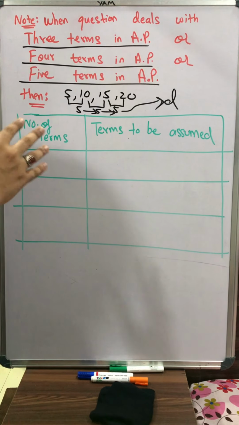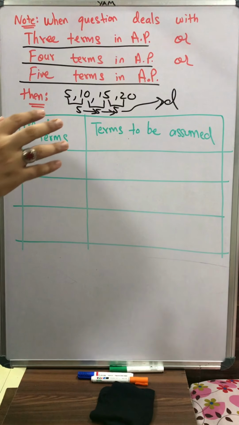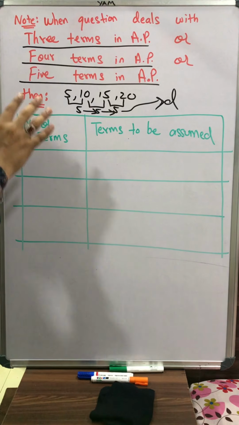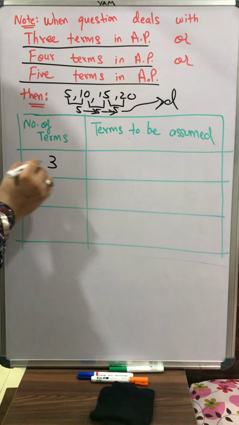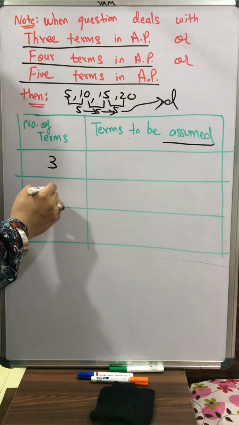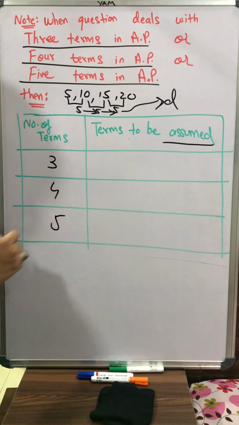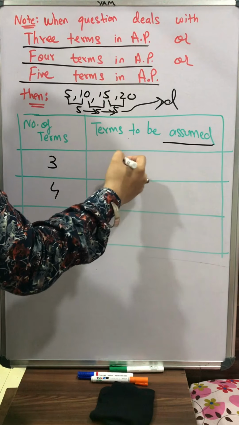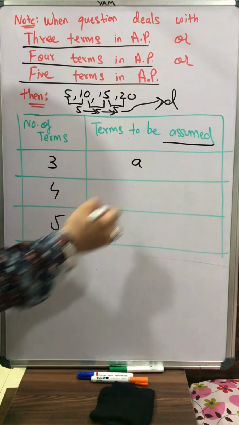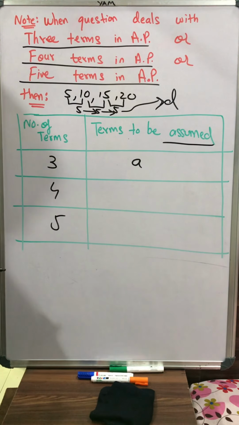Having this concept in our mind, let's start. First of all, I'll be taking the number of terms as 3. If it's given in the question that there are 3 terms, for the 4th and 5th terms we will come to that later. First, for the 3 terms, let the first term be A.